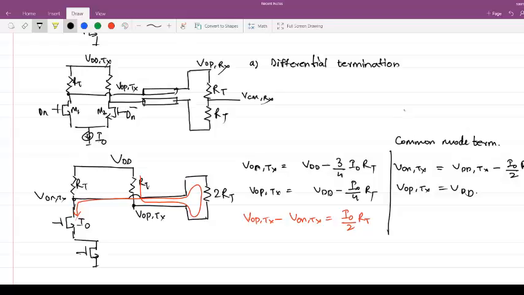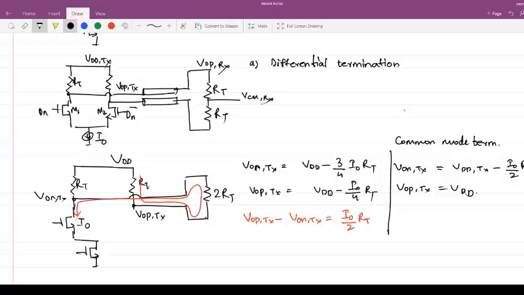You see that in both cases, for the common mode or a differential mode termination, the final differential output swing is the same. But the individual potentials on VOPTX and VONTX are different. So which design will stress your input pair with a smaller VDS? Differential termination. This is one of the drawbacks of differential termination. If you want very large swings, you are going to crush the input pair more, so you have to take care of it.